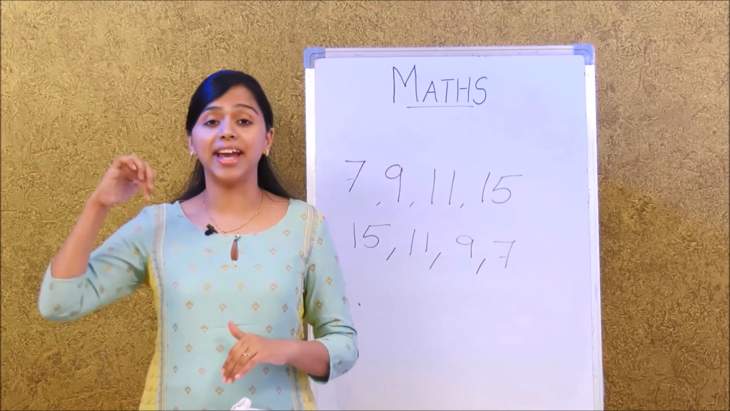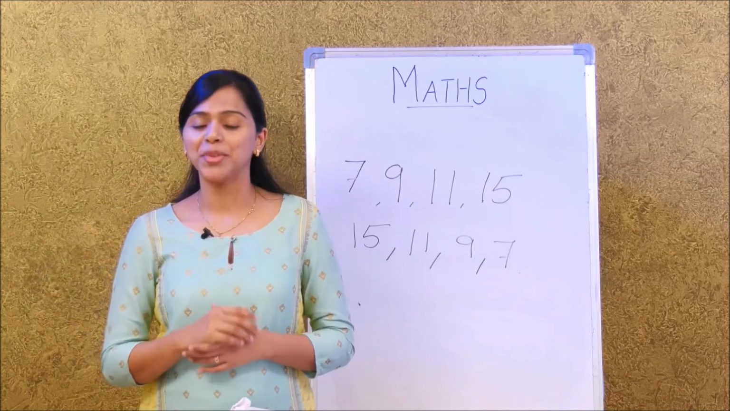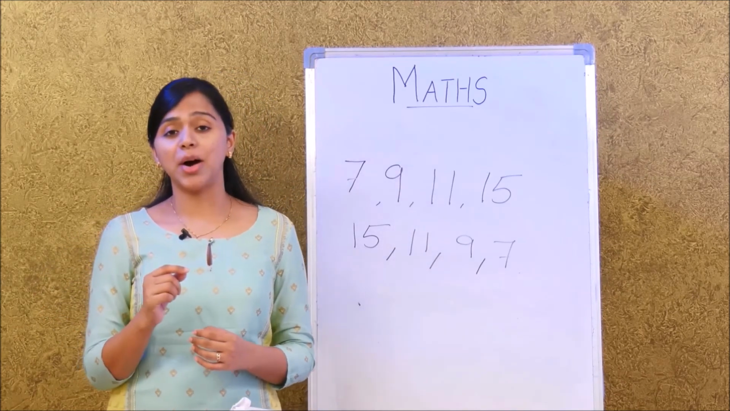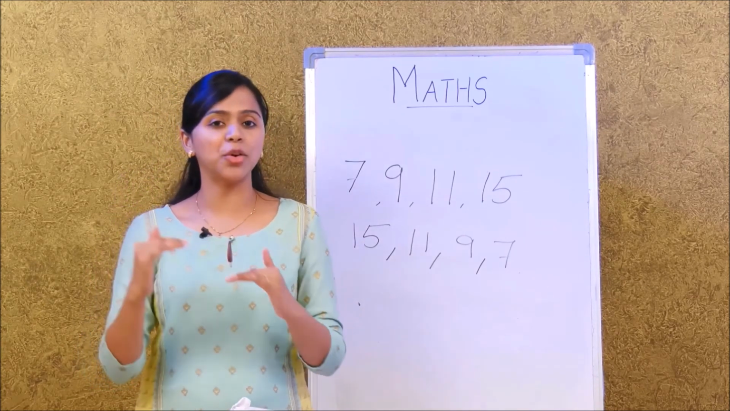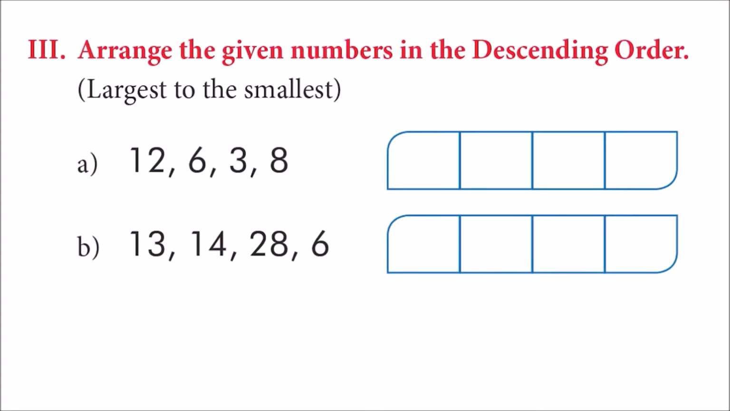Descending is like getting down the stairs, okay? So remember to write down the highest number first, the largest one, okay? And then go down to the smallest. Let's try that. So we have 12, 6, 3 and 8. So we need to write the largest first, remember? That is 12. And then comes 8, then comes 6 and then comes 3.